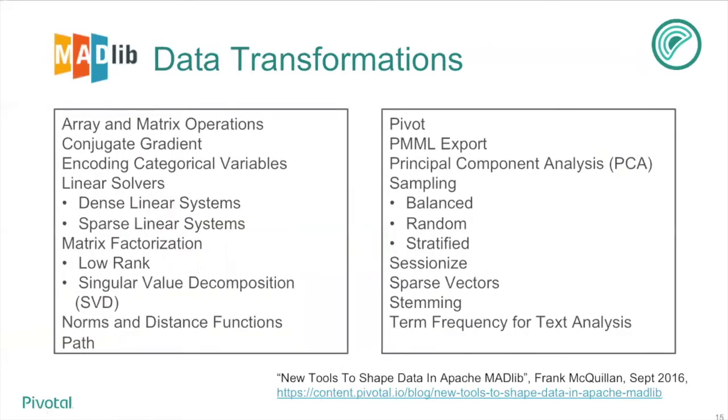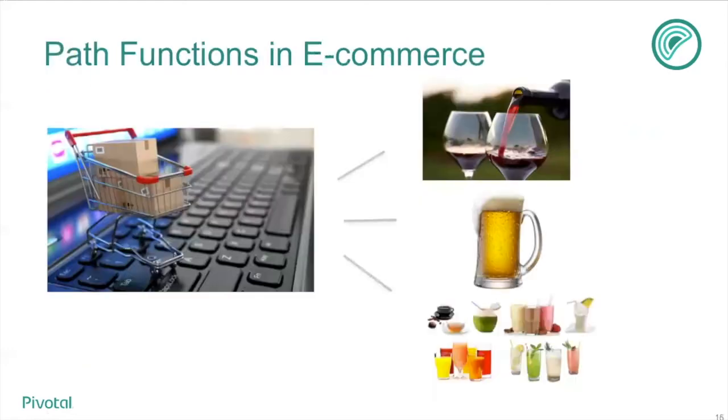And in addition to the Postgres capabilities, Apache MADlib provides a number of data transformations to aid in this work as well for very large data sets. So some of these may look familiar to you: pivoting, sessionize, encoding. But I would like to elaborate on path functions as one example.